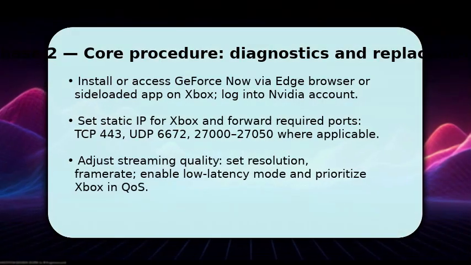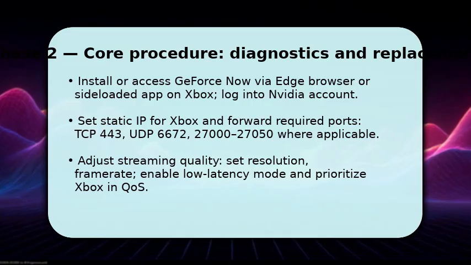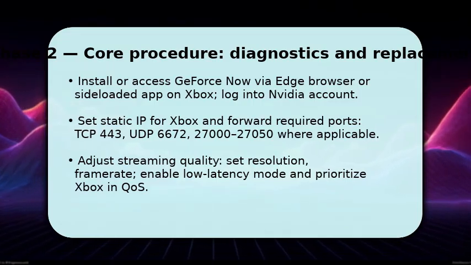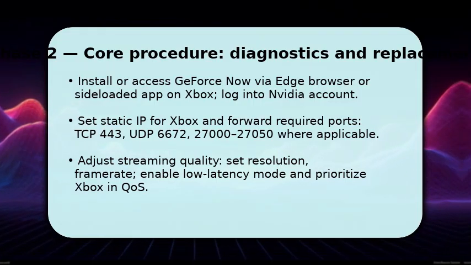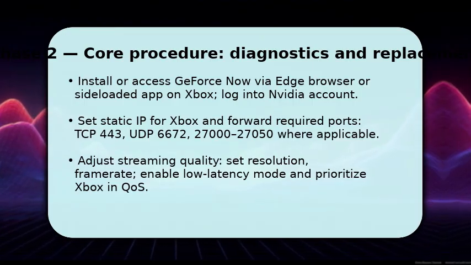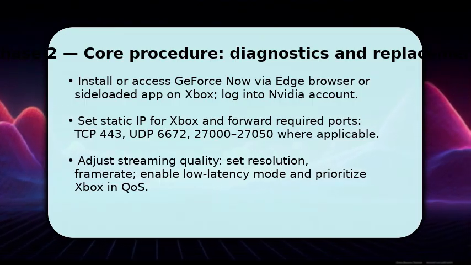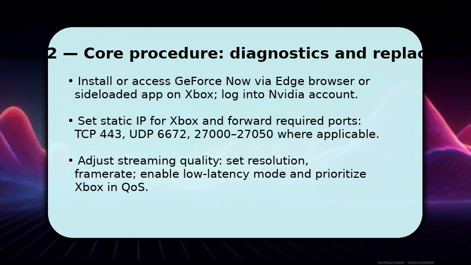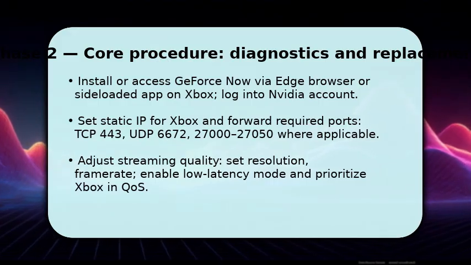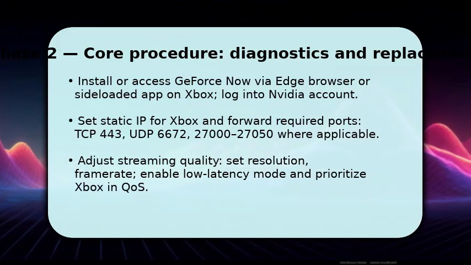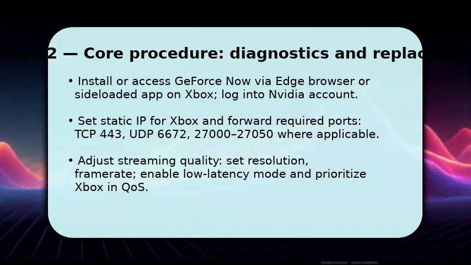Now configure the actual streaming path. Open Edge on Xbox or sideload the compatible client and sign into GeForce Now. This gives you the Nvidia endpoint. Then assign a static IP to the Xbox and configure port forwarding, TCP 443 plus the UDP ranges Nvidia uses, on your router so packets route reliably.